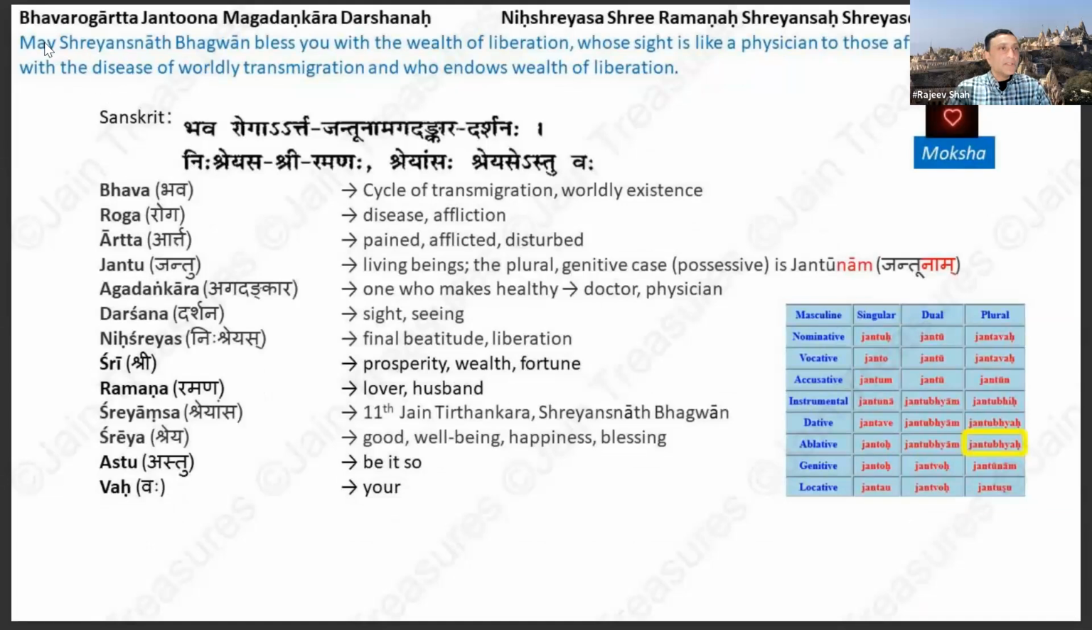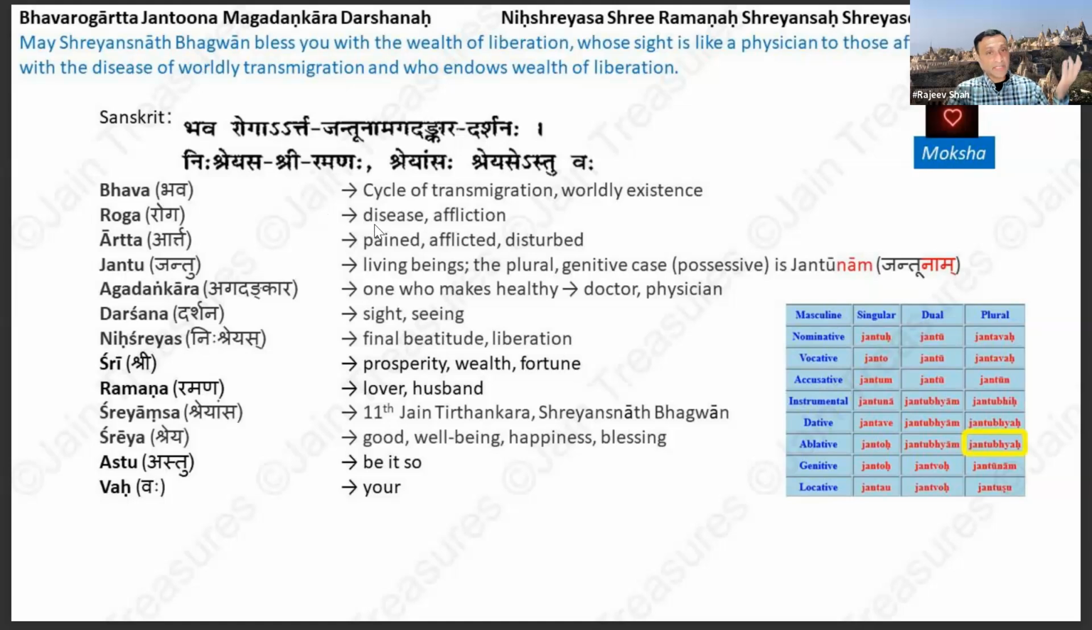Okay, so the 13th verse. Bhava rogartha jantunam akadankar darshana niya shreyasa Sri Ramana shreyasa shreyasyastuvaha. Bhava means cycle of transmigration, worldly existence. Rog, disease and affliction. So this is very interesting here. When we have a physical body, we can say that our diseases are cancer, people have heart diseases. But what's the disease for the soul? The disease for the soul is this constant cycle of birth and death. So that's called Bhava Rog.